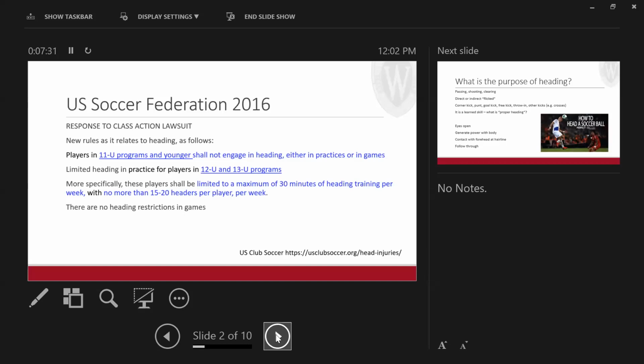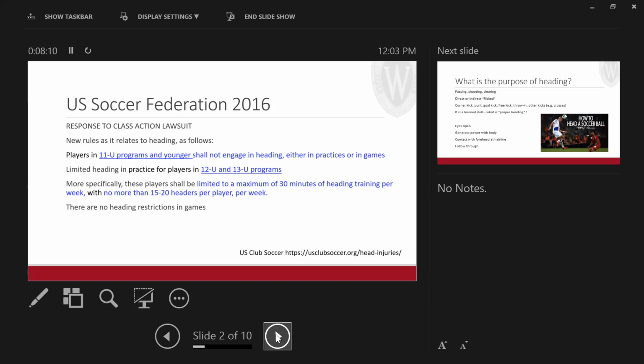Okay. So just a quick background, if you didn't know, the US Soccer Federation in 2016, in response to, of course, lawyers getting sued, the class action lawsuit, changed soccer heading rules for youth soccer such that in 11U programs and younger, they're not allowed to head the ball at all now. And there's limited heading for slightly older groups, 12U and 13U, where no more than 30 minutes of heading per week and no more than 15 to 20 headers per player per week, but there were no restrictions in games.